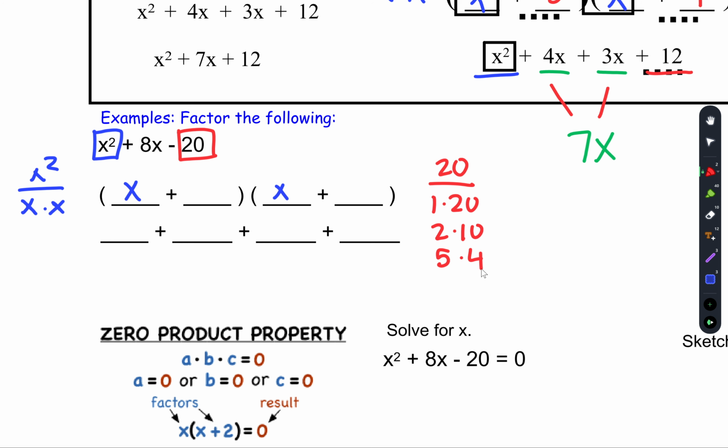Now I'm going to guess and check. I know that I want those numbers to multiply to 20 and add to 8. Here is where I can start paying attention to that sign. If I'm multiplying to a negative 20, what's the only way I can multiply two numbers and get a negative? A negative and a positive. So I know that one of these is going to be a positive, one of these is going to be a negative.